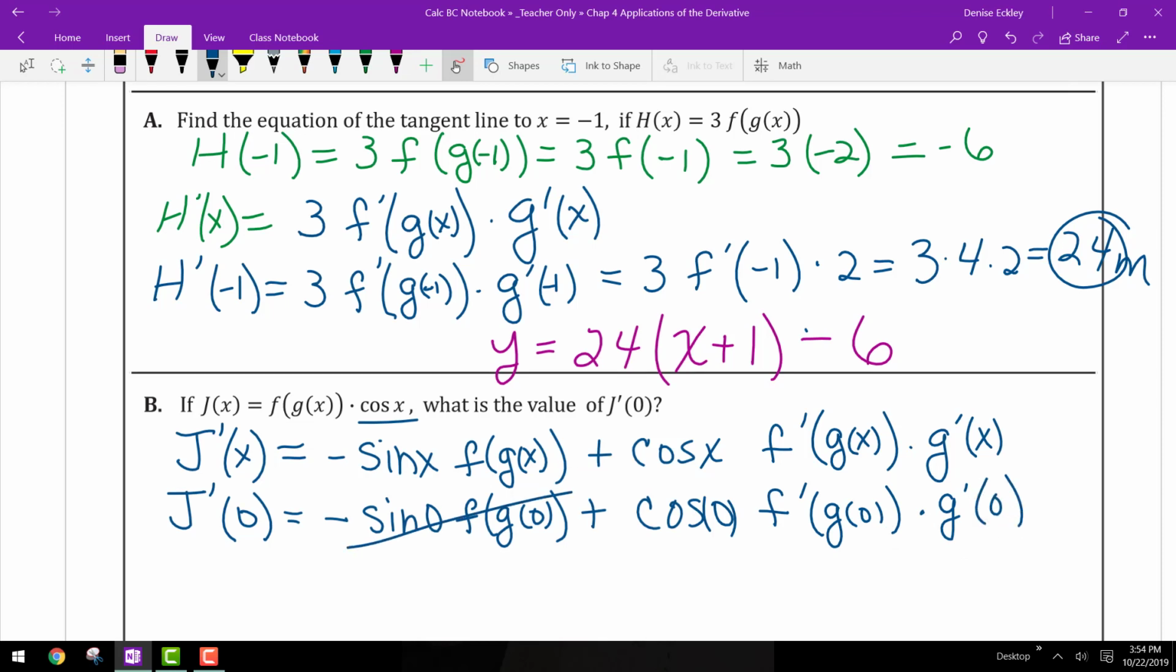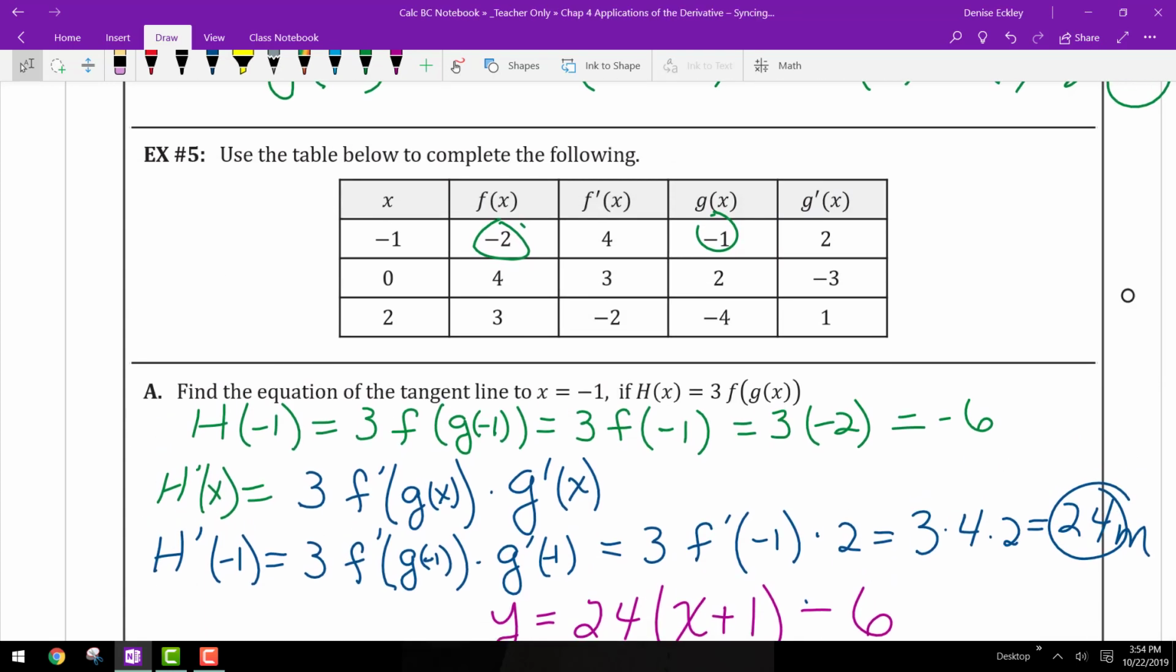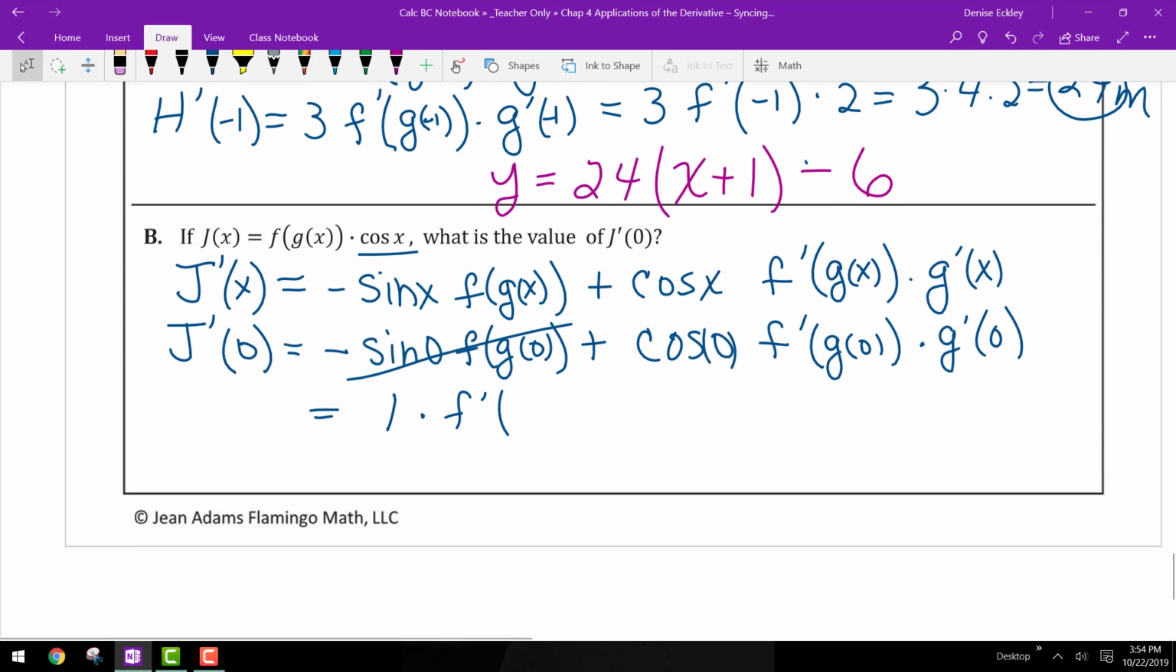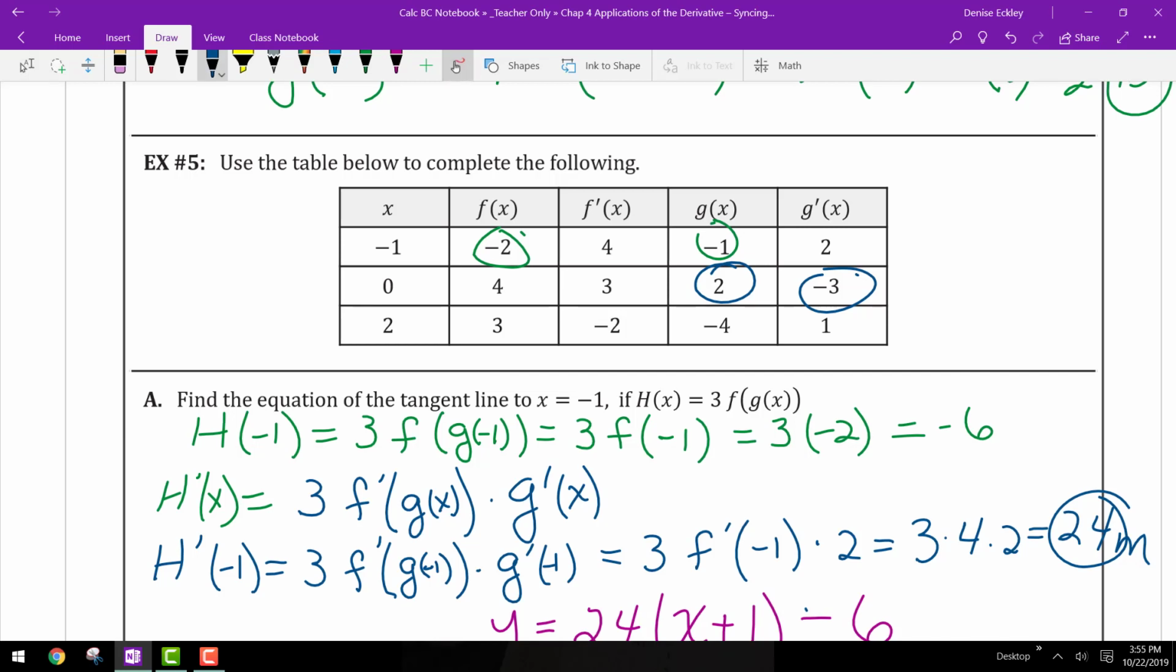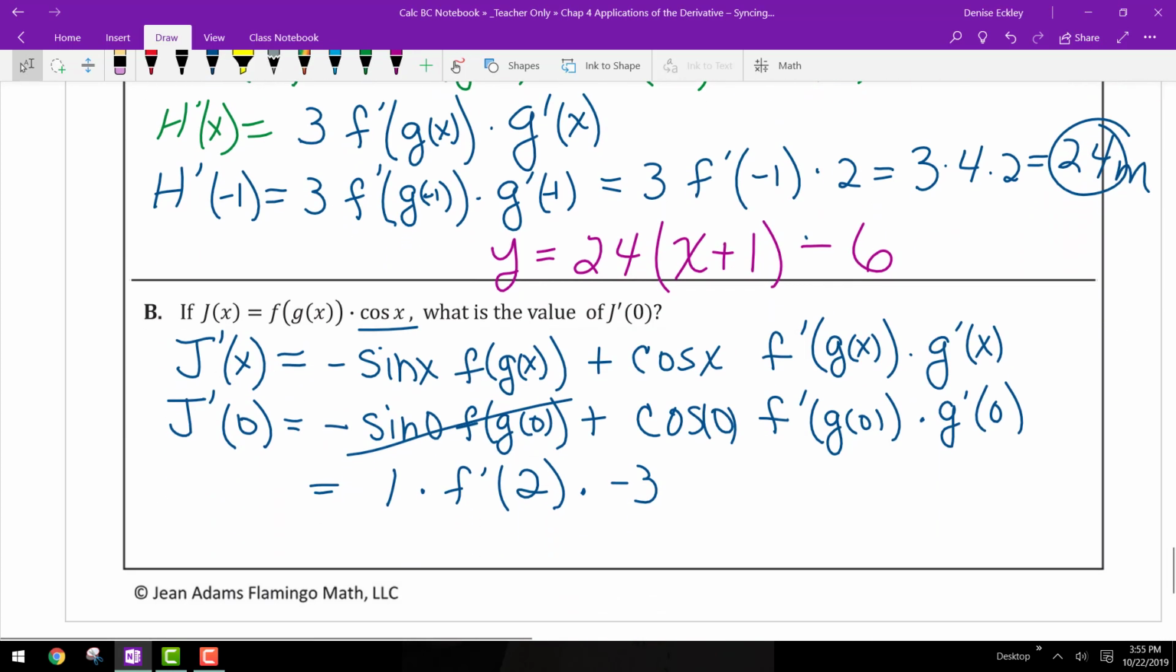Well, the first term I can just forget about because sine of 0 is 0. So the second term is going to give me 1 times f prime of g of 0. So g of 0 is in our table, so we need g of 0 and g prime of 0. So g of 0 is 2, and g prime of 0 is negative 3. So we're going to do f prime of 2 times negative 3, and then we just need f prime of 2. So f prime of 2 is going to be negative 2. So we'll fill that in, and we're pretty much done.